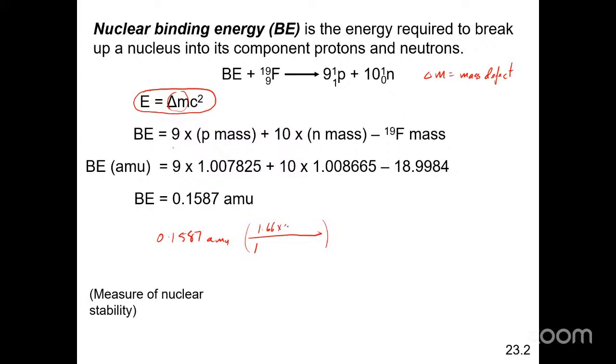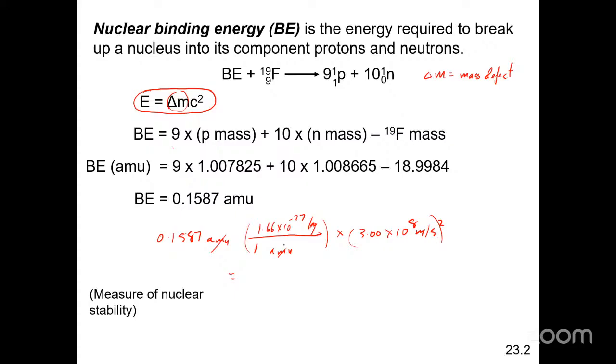1.66 times 10 to the minus 27 kilograms would be equal to 1 AMU, all right? So you're going to convert from AMU to kilograms, and then multiply this by the speed of light, which is 3.00 times 10 to the 8 meters per second. And when you work that out, you're going to get 0.1587 times 1.66 times 10 to the minus 27, and I forgot to put this within parentheses, times 3 times 10 to the 8 squared.